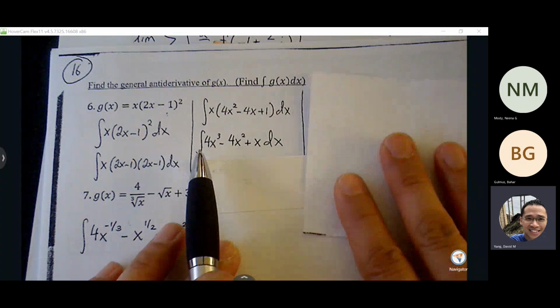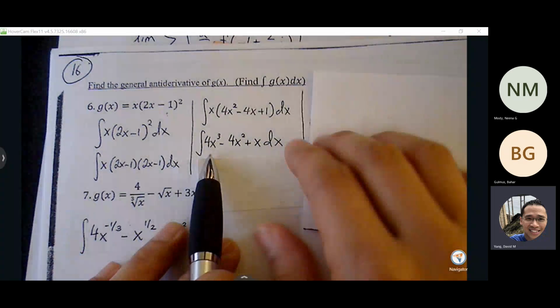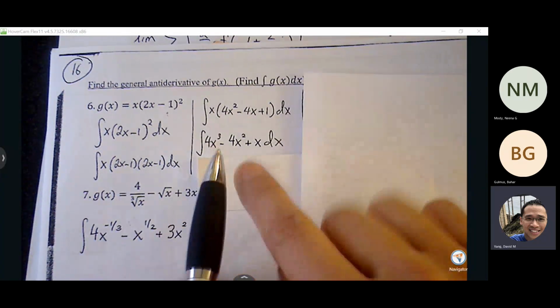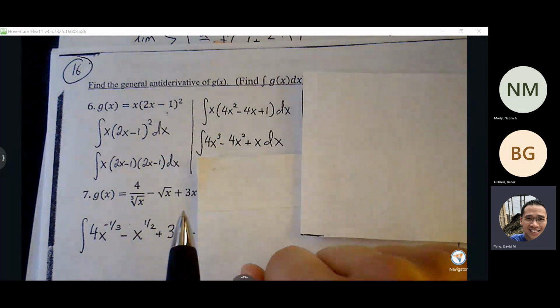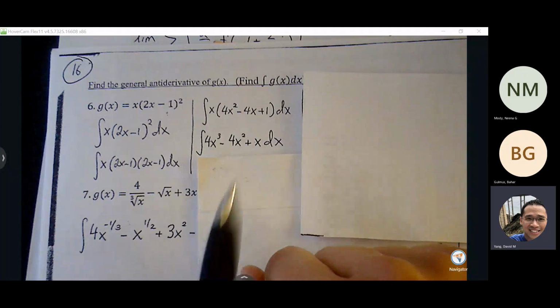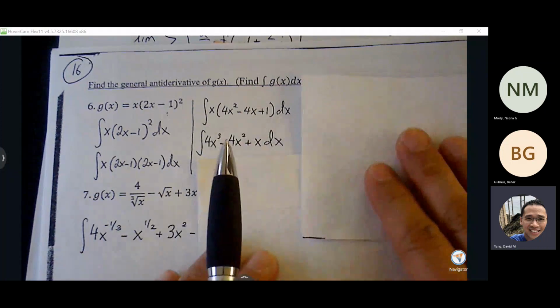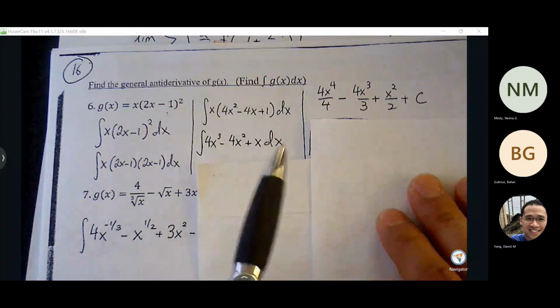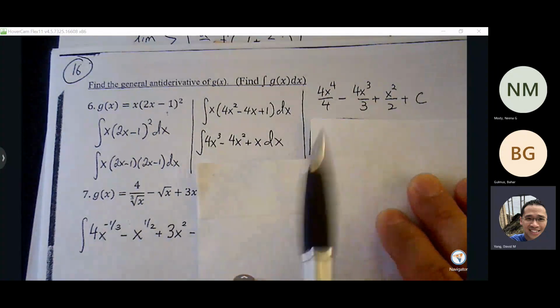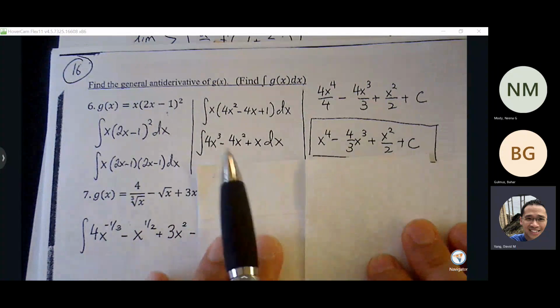So no radicals in the denominator, no parentheses, no variables to multiply together, and nothing in the denominator. Okay, so apply power rule for each term. Add 1 to the exponent divided by that new exponent. X becomes x squared over 2. Don't forget about that plus c.